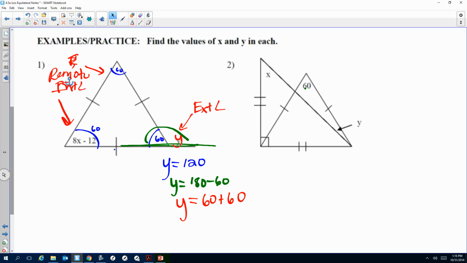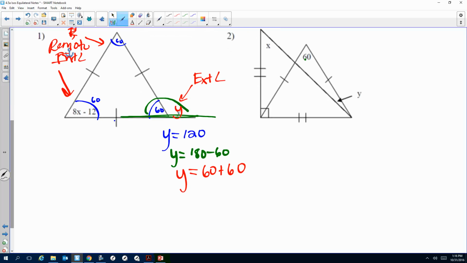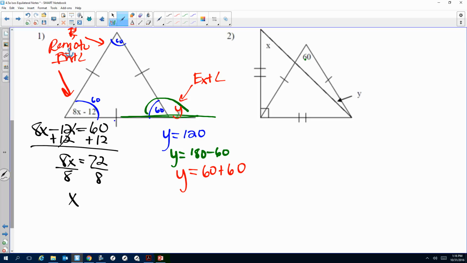What do we know? Okay, so this is 8x minus 12. We know that that angle is 60. It's equal to 60 for that angle. So he's going to go ahead and just add the 12. Get 8x equals 72, and then divide it by 8. Yes, x equals 9.